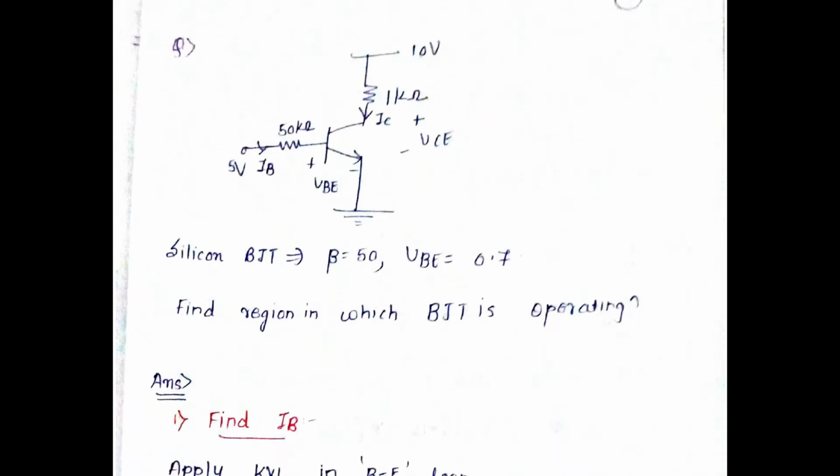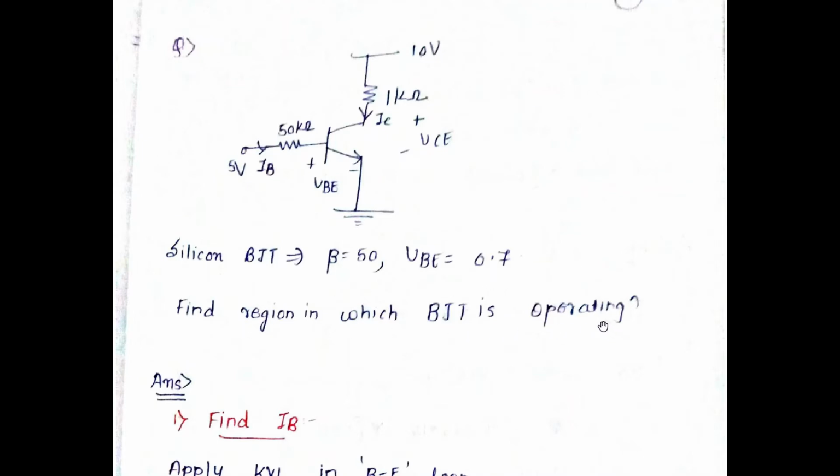So I will just show you how to solve this question. The question is given to you wherein an NPN BJT is mentioned, IC is mentioned, IB is mentioned, VB is mentioned, and VCE is mentioned. They are saying the silicon BJT is there, beta is equal to 50, VB is equal to 0.7. Find the region in which the BJT is operating.